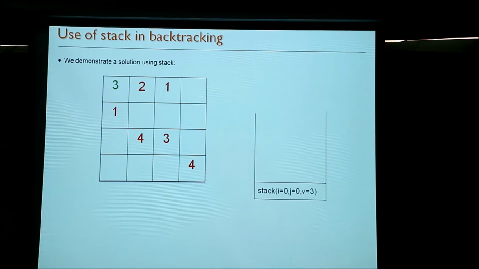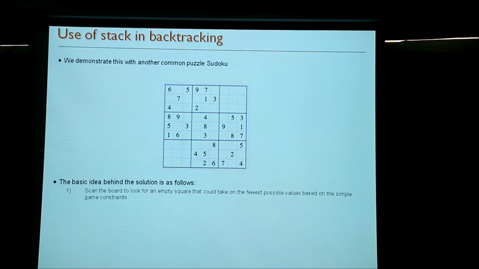Right. So we maintain this information in the stack. It can be either 3 or 4, so we chose the minimum value, which is 3, right? So that's the algorithm. Look for an empty square that will take the lowest possible value. So we try with the lowest possible value.